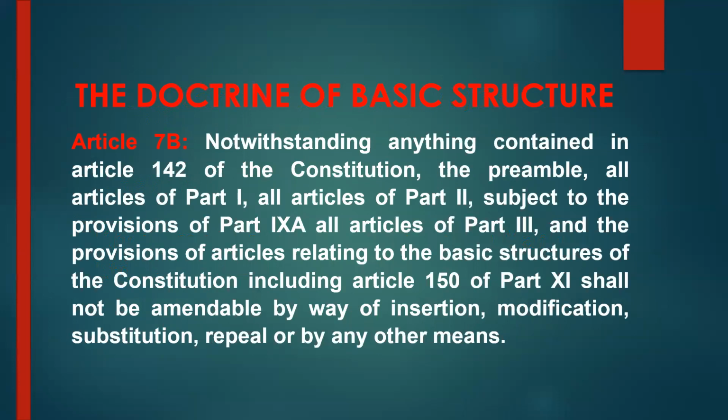Article 7B is probably the most significant article in Part 1. It bars the amendment of the basic structure of the Constitution. Basic structure refers to the certain fundamental structures of the Constitution which cannot be altered in the name of amendment. Article 7B states that irrespective of Article 142 of the Constitution, the preamble, all the articles in Part 1, 2, and 3 subject to the provisions of Part 9A, and all other articles related to the basic structure of the Constitution shall not be amendable by way of insertion, modification, substitution, repeal, or by any other means.